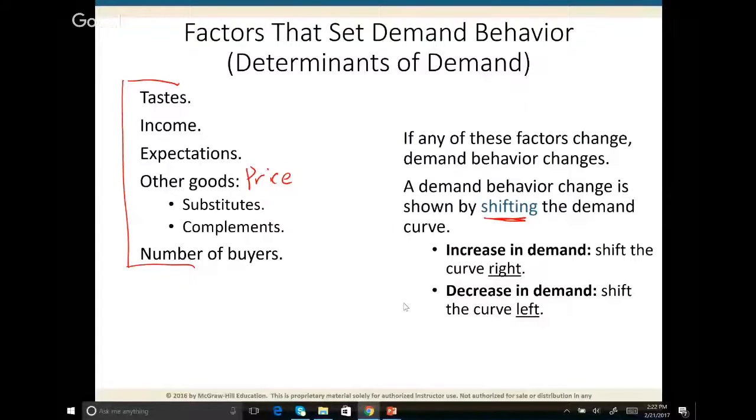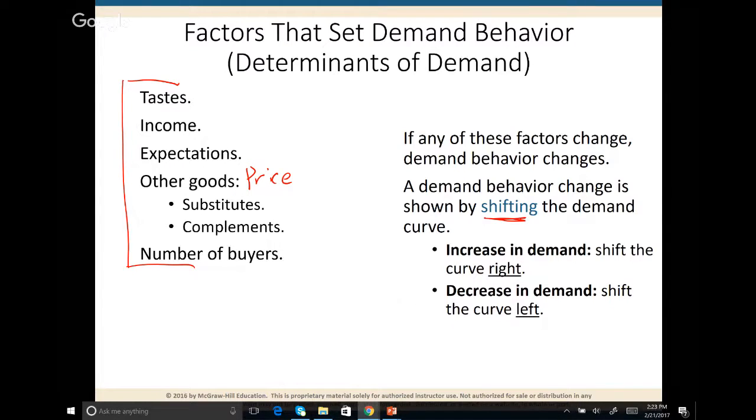All right, so if demand is increasing, again, it's shifting to the right. If demand is decreasing, it will be shifting to the left. Now, let's talk a little bit about these five factors. For taste, every time consumer taste changes, this will change our demand for the good.